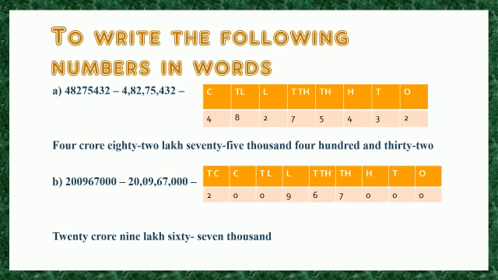Second one, in the same way, first put the commas and write the place values on the top of the digits. Now, 20,09,67,000.